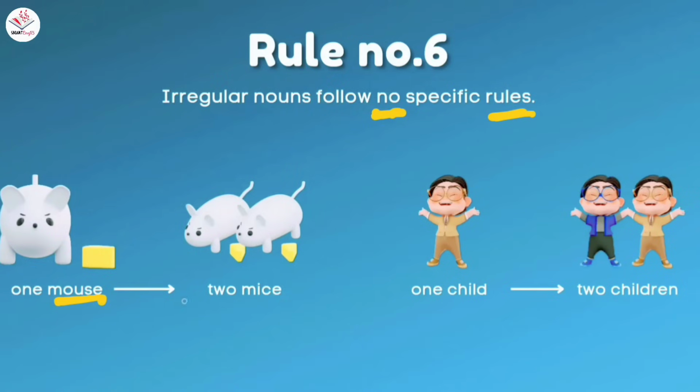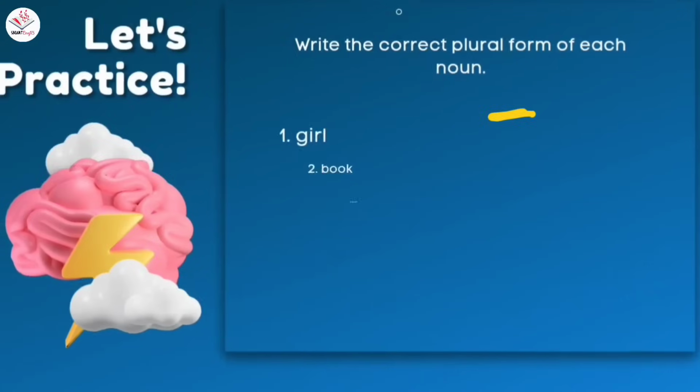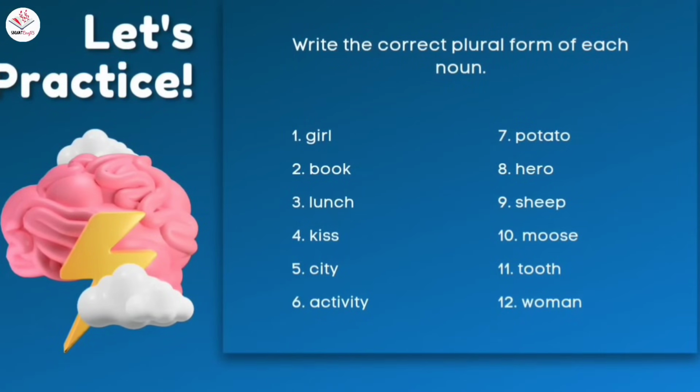Like mouse will be mice. So हमने यहाँ पे कोई s, es या ies use नहीं किया, right? So it converted according to it. Another one is child. It converted to children, right? Next, so we have one practice sheet here. So let us do it.